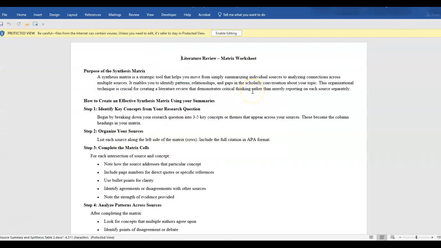Okay, so the first page gives you the purpose. It's a tool. This is just a tool to help you start to organize and identify patterns in the research. And again, like maybe they were targeting a similar study group. Maybe they had a similar hypothesis, but came up with a different set of conclusions. So as you reread your articles, you want to start thinking about how they were alike and how they were different.